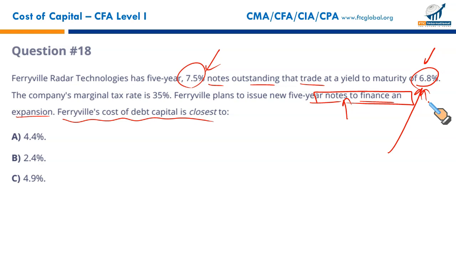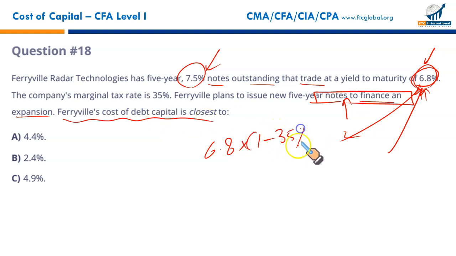Yield to maturity on existing debt is used as a close approximation. If the yield to maturity is not given for the new issue, you will take this 6.8 as the cost of debt for your new issue. So 6.8 is given, but we have to convert it into after tax, multiplied with 1 minus the tax rate of 35%. So 6.8 into 65% should give you what? Let me calculate. 6.8 times 65% gives you 4.42. That's A.